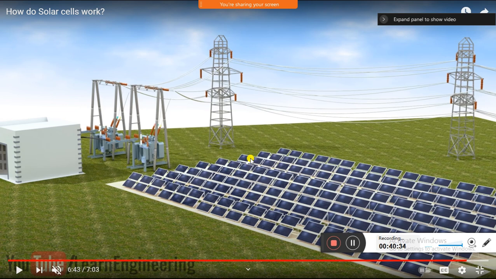These can be used with or without solar tracking. If you want, we can use solar tracking. If you don't want, we don't need any solar tracking, and we can still generate the energy. It is also another advantage. So these are some of the advantages.